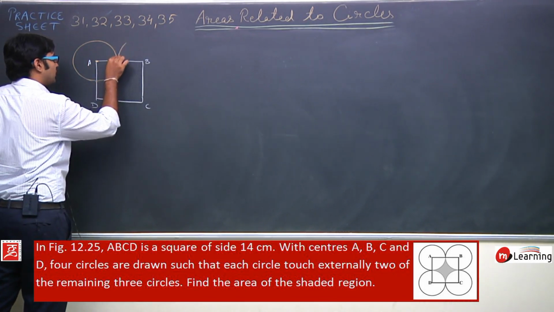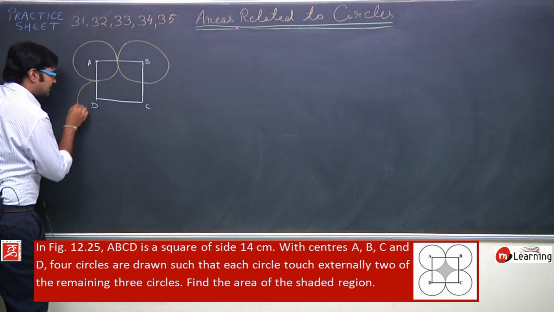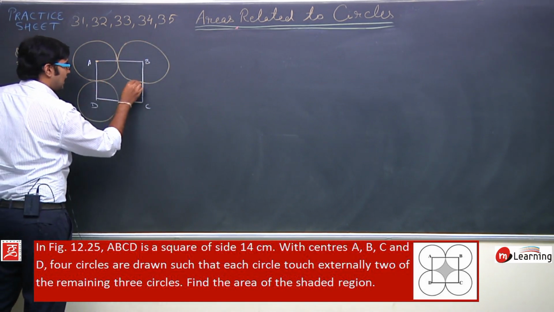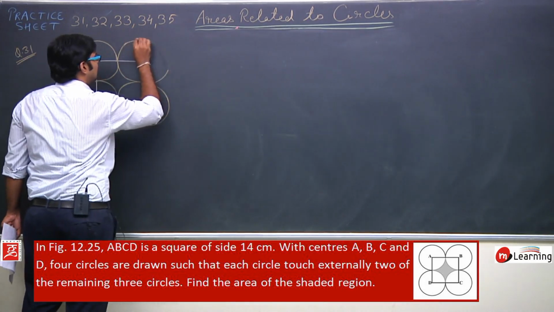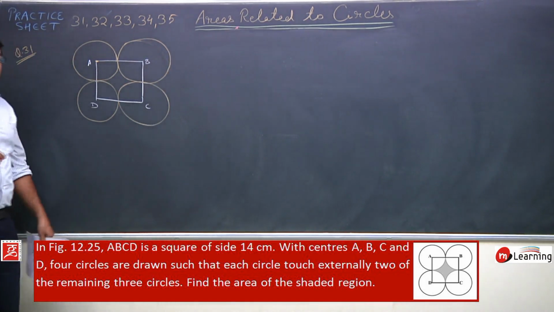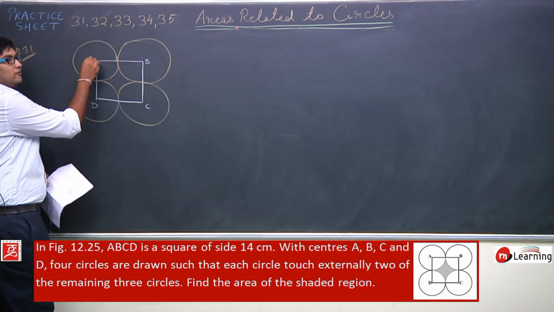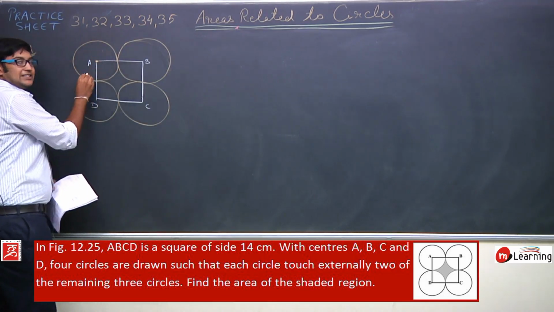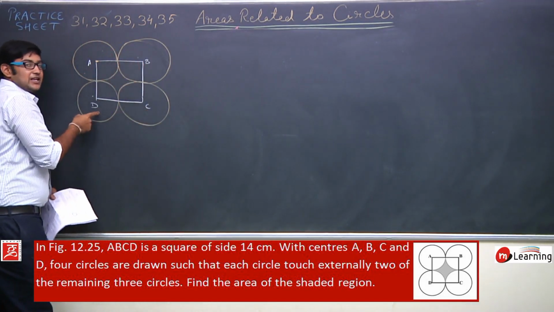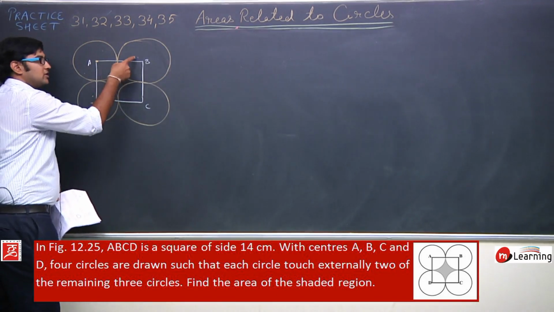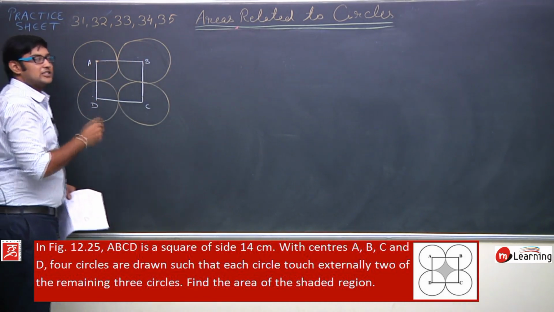So if I draw a circle from point A, it will be something like this. And if I draw a circle from point B, it will be something like this. If I draw a circle from point D, it will be like this. And from point C, it will be something like this. So these are the 4 circles that I have drawn. The speciality of these circles is that the circle drawn from A as the center is touching these 2 circles, not this circle. Similarly, this circle is touching these 2 circles, but not this particular circle, and this circle is touching these 2 circles, but not this circle.